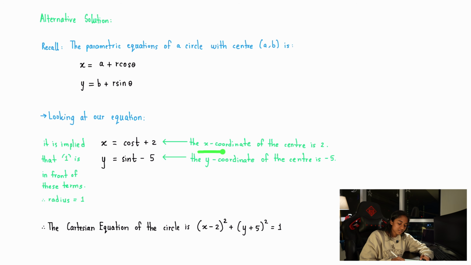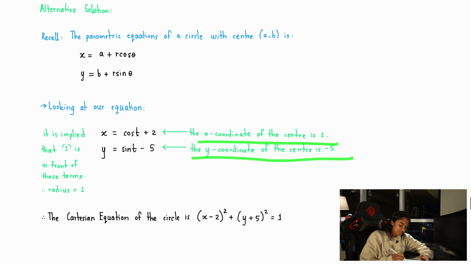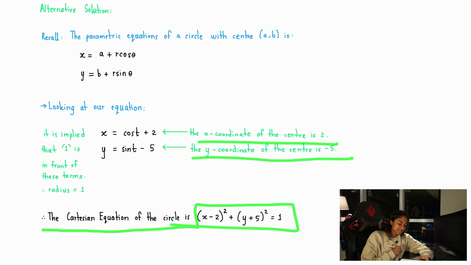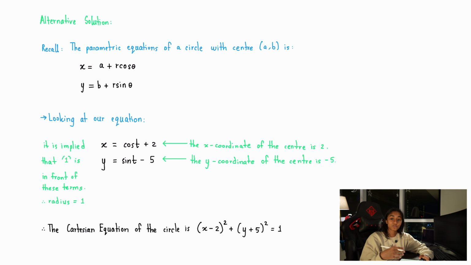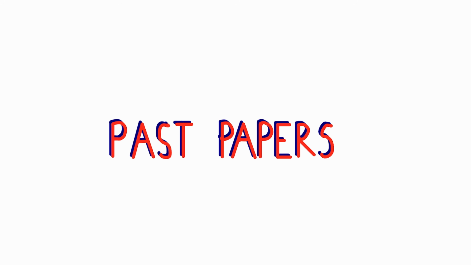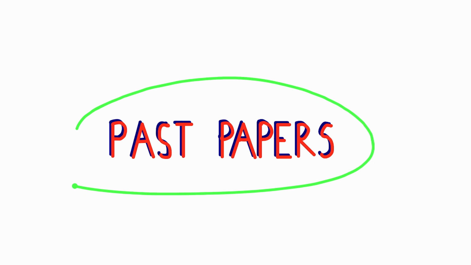So the x coordinate of the center is 2 and the y coordinate of the center is -5. Remember that. So therefore the Cartesian equation of the circle is the same exact thing. So it's very simple. All we had to do was look at that and notice that the x coordinate of the center would be 2, and the y coordinate of the center would be -5. It's very, very simple. And now onto our favorite section of the video, past papers.